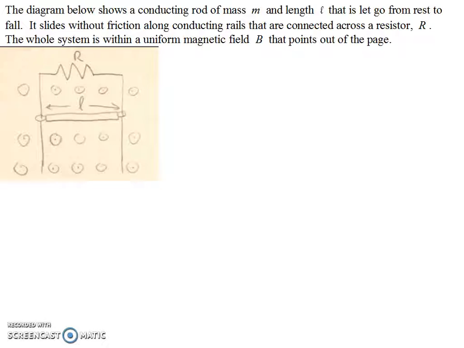Okay, so first of all, this is a little bit different from problems we've done before. So far we've been looking at a conducting rod sitting on top of conducting rails. We're looking top down at it. We're looking down at the situation so it's free to rest on the rails.